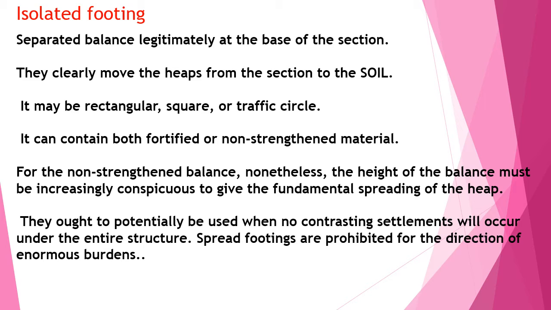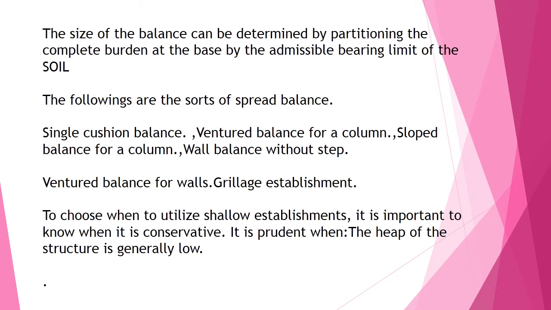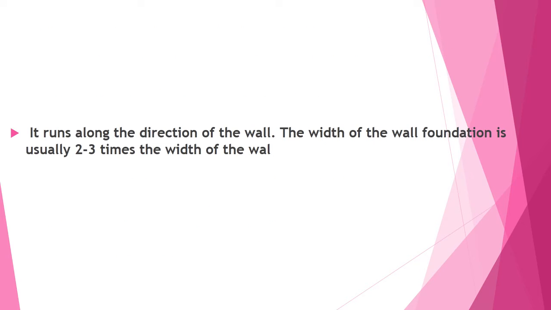Spread footings are prohibited for the support of numerous loads. The sizes of the footing can be determined by the admissible bearing capacity of the soil. The following are the types of spread footing. Single pad footing, stepped footing for a column, sloped footing for a column, wall footing without a step, stepped footing for walls, grillage foundation. To decide how to utilize the shallow foundation, it is important to know it is economical, and it is prudent when the load of the structure is generally low.